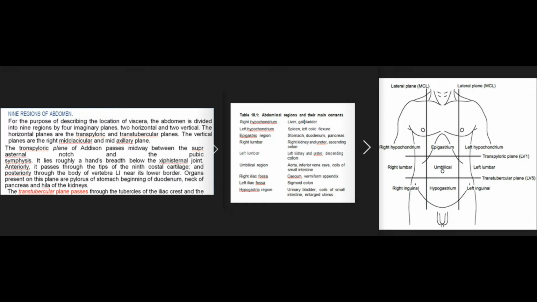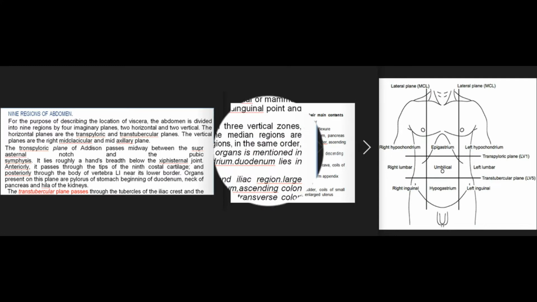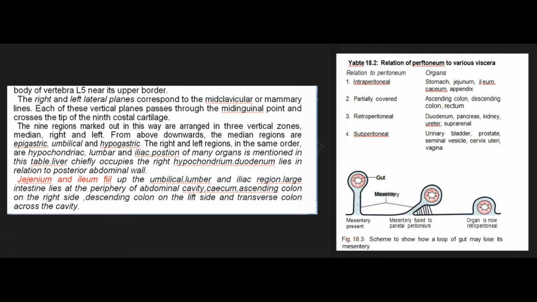pylorus of stomach, beginning of duodenum, neck of pancreas and hila of the kidneys. The transtubercular plane passes through the tubercles of the iliac crest and the body of vertebra L5 near its upper border. The right and left lateral planes correspond to the midclavicular or mammary lines.